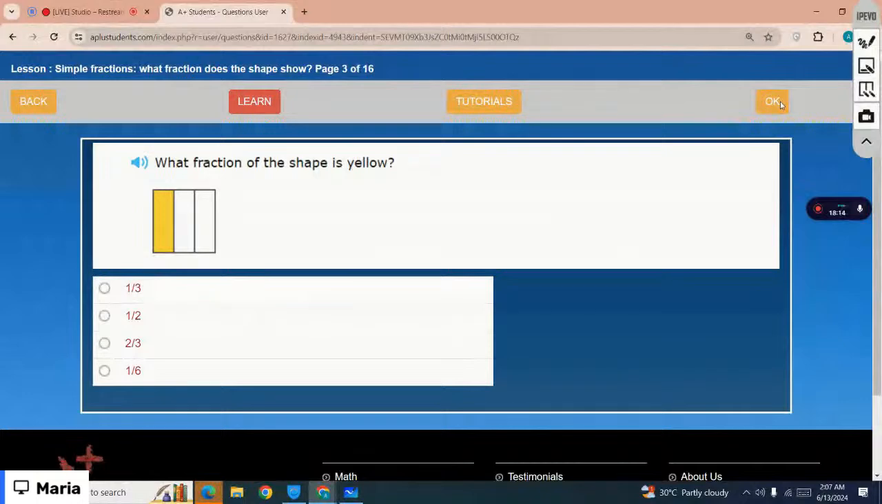What fraction of the shape is yellow? So which is the correct option? The shape has total 3 portions, and one of them is yellow. So you can say 1 out of 3 is yellow. Very good. Option number 1 is the correct option.